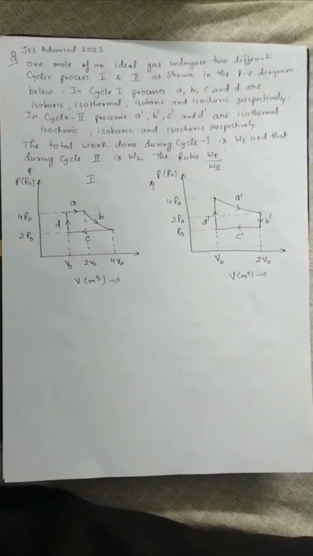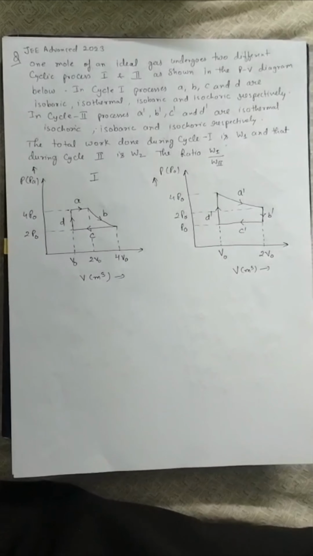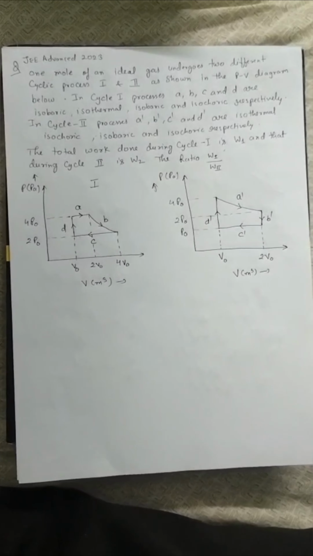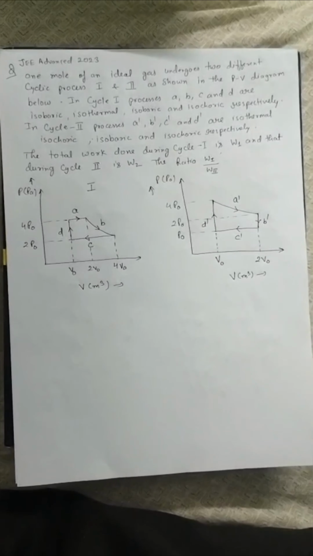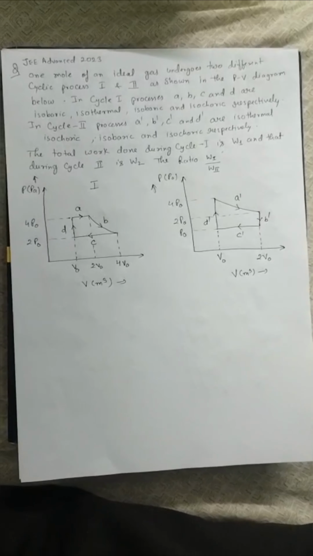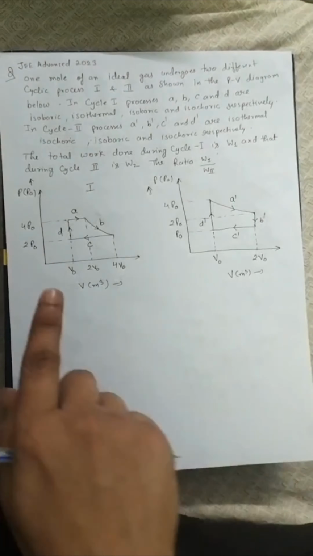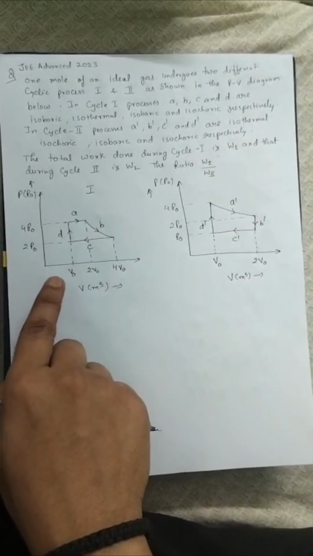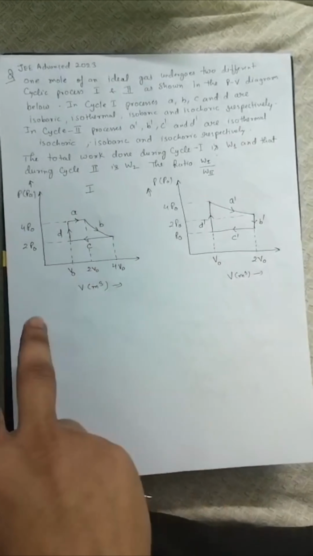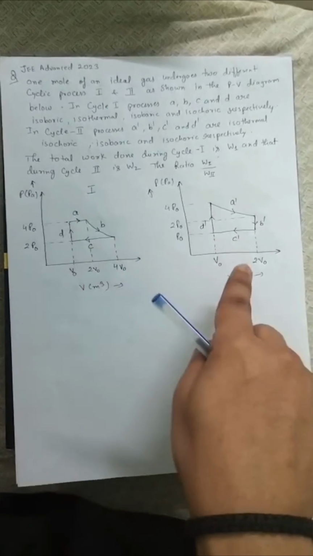On to the next question, and it is also another question from JEE Advanced 2023 Thermodynamics. So first read the question. 1 mole of an ideal gas undergoes 2 different cyclic processes. The cyclic processes are given in terms of PV plot, as you can see, and this is the first cycle and this is the second cycle.